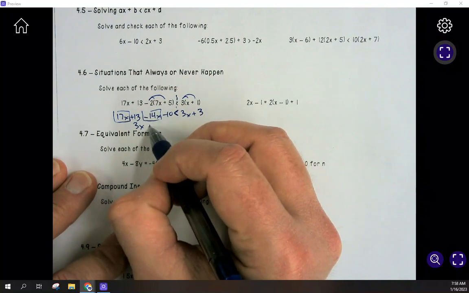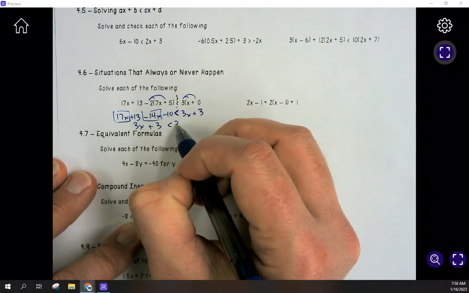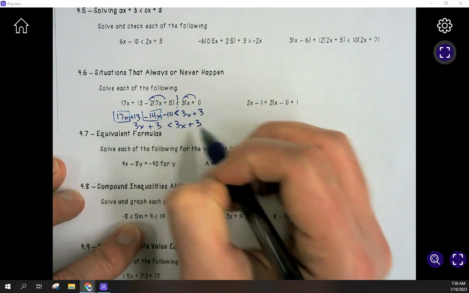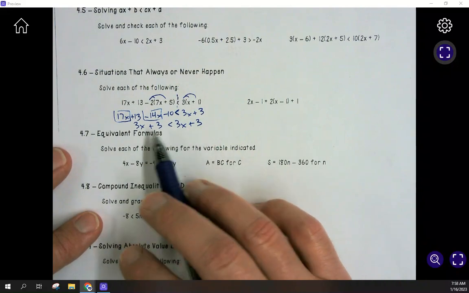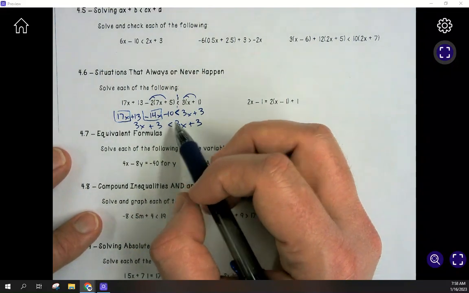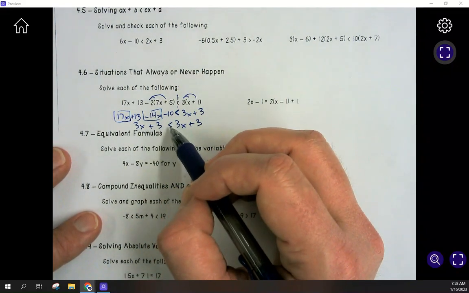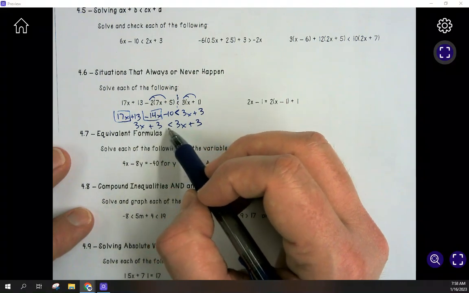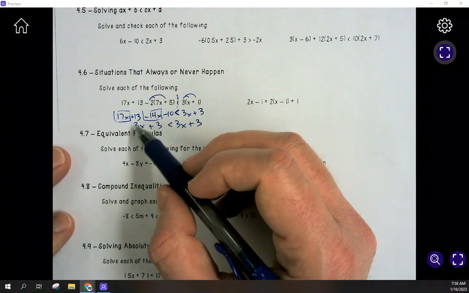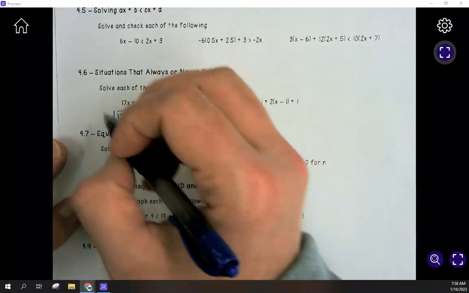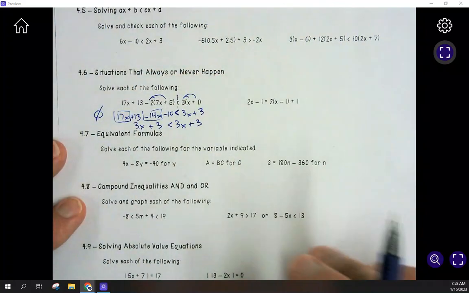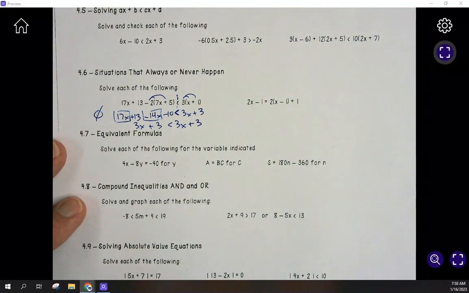13 minus 10 is positive 3. All right, and when you see this, at first you might think it's all real numbers. If it was an equal sign, it would be because you have the same thing on both sides, but it's a less than. And it's saying 3x plus 3 is less than 3x plus 3. Both sides are going to be equal, so this can't possibly be less than. So when you get something that is untrue, that is going to be a no solution.